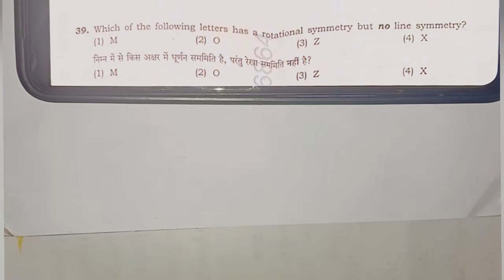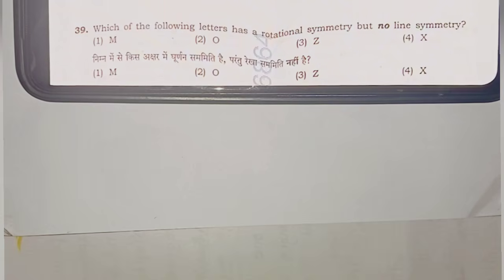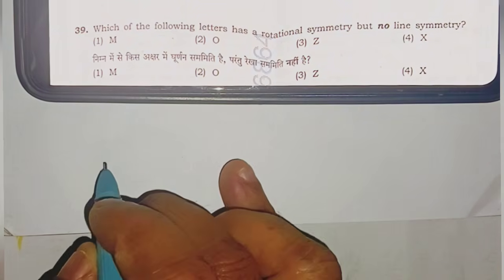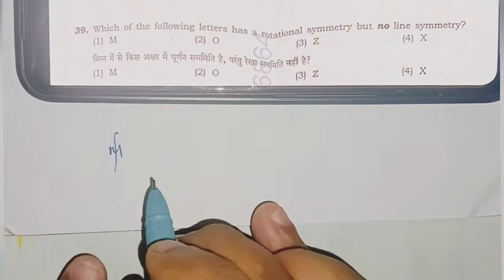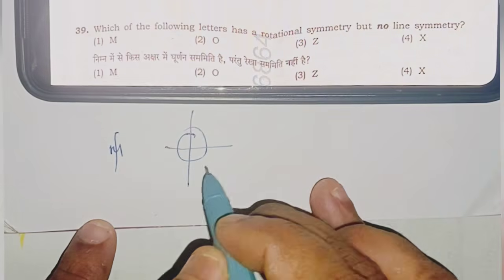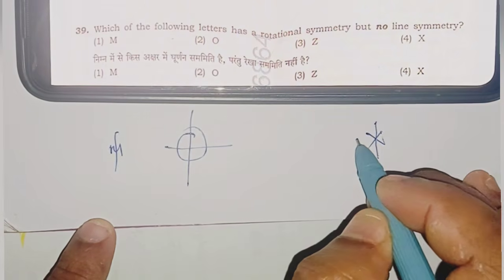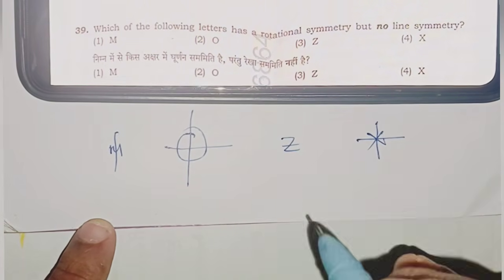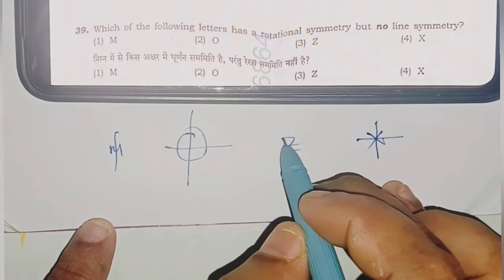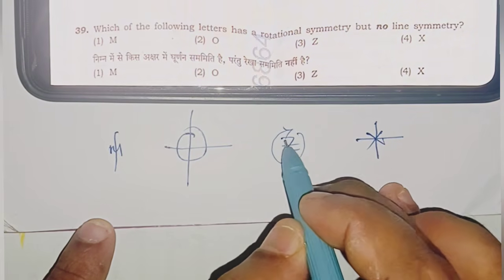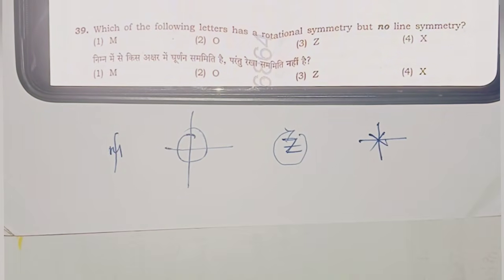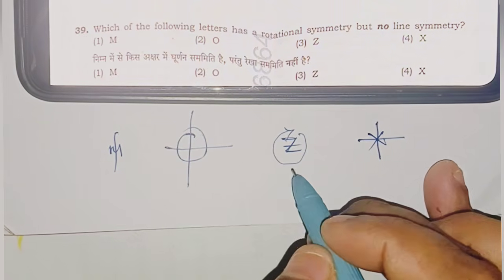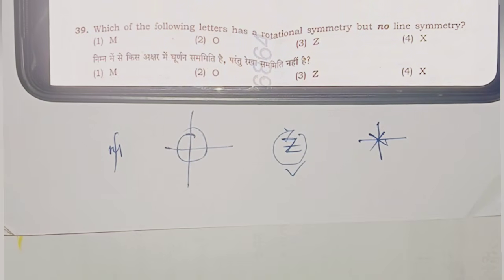Which of the following letters has rotational symmetry but no line of symmetry? First find the line of symmetry. M has a line of symmetry here, O also has 2 lines of symmetry here, X also has 2 lines of symmetry here, but Z has no line of symmetry. And if I rotate it by 360 degrees, it will look the same. That is why it has rotational symmetry. So the third one is the right answer here.